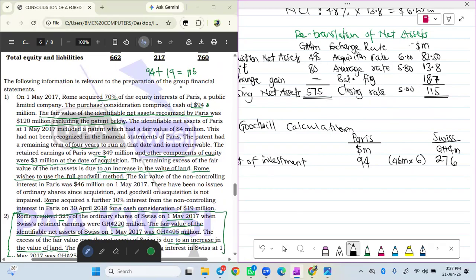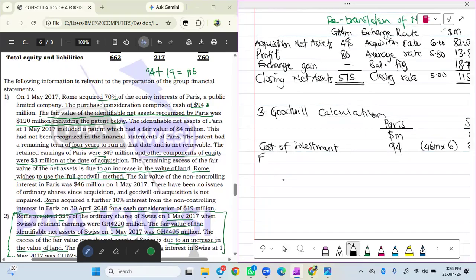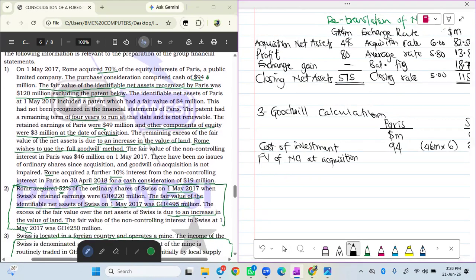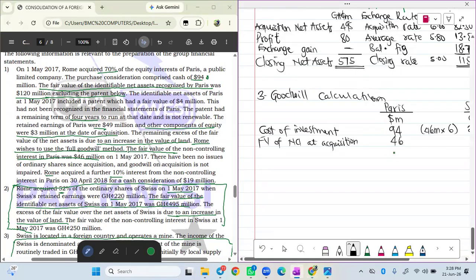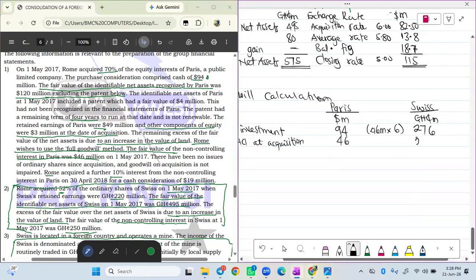So this one is fair value method. When you get here, what next? Fair value of NCI at acquisition. If it is not given, I've taught you how to calculate it. This one was given. The fair value of NCI at acquisition in Paris was $46 million. For Rome, the fair value of NCI, non-controlling interest in shares, on 1st May is $250 million. So this one, it's already in cedis.